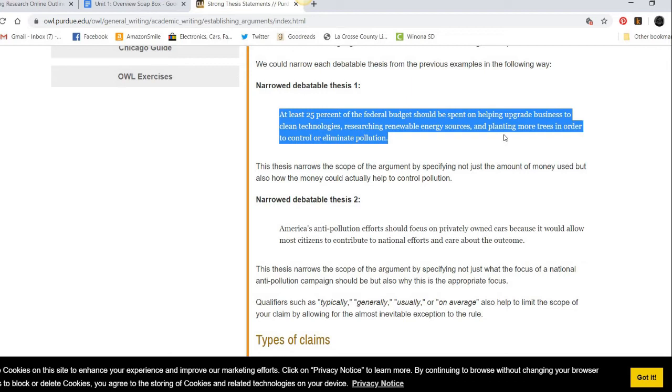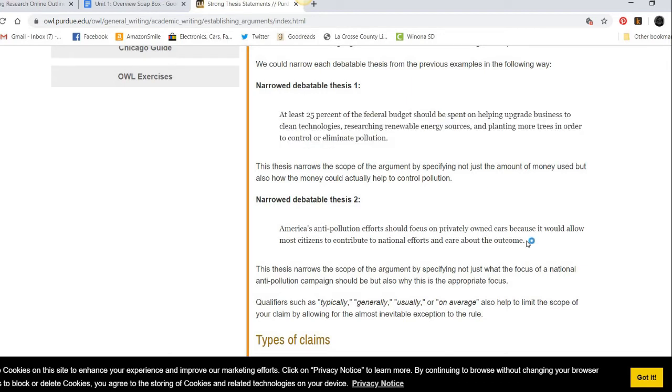And planting more trees in order to control or eliminate pollution. They're probably going to have to, again, define how the federal budget is going to account for this. How the planting is going to happen. Is it going to be contracted out? Is it going to be at the state level, at the county level? We're going to have to define more trees and which kind of trees. And probably there's going to be some talk of which trees best control and eliminate pollution.